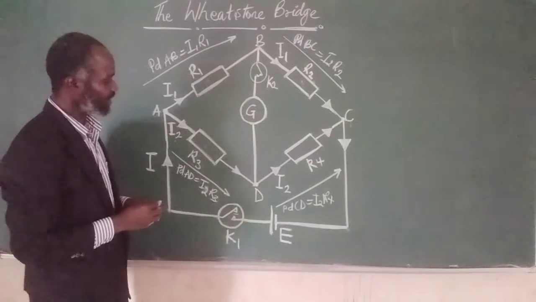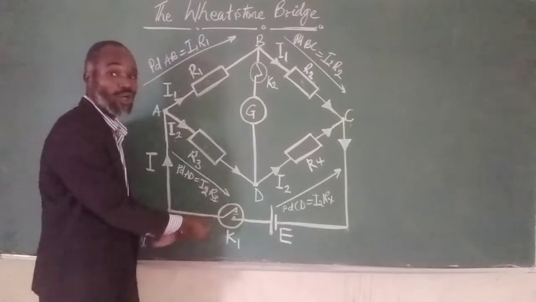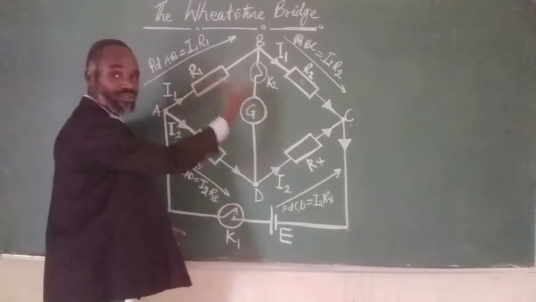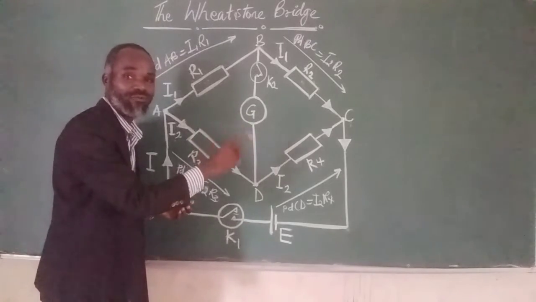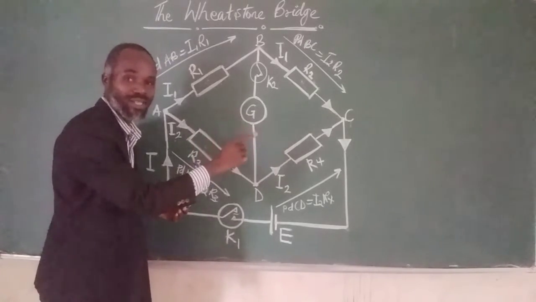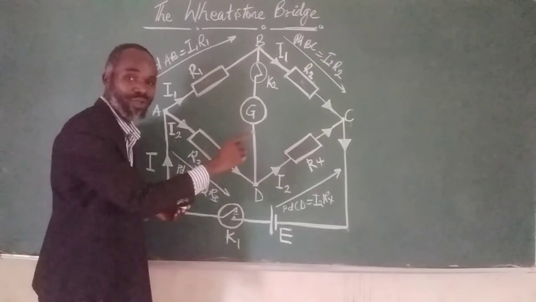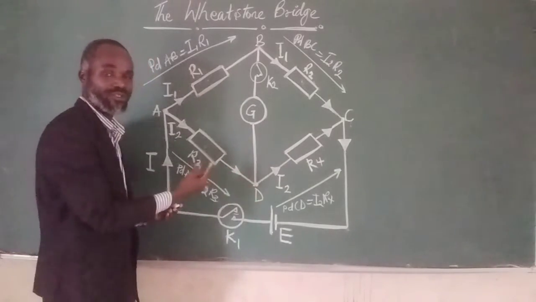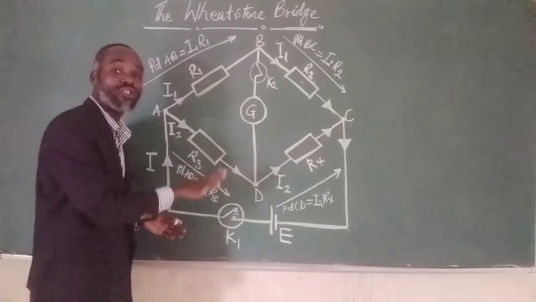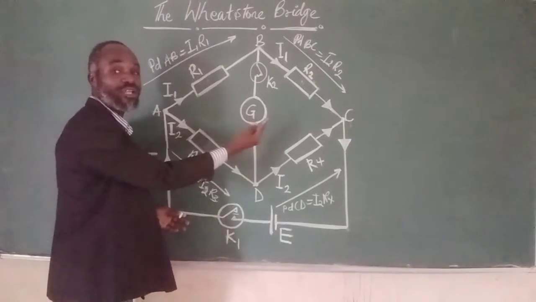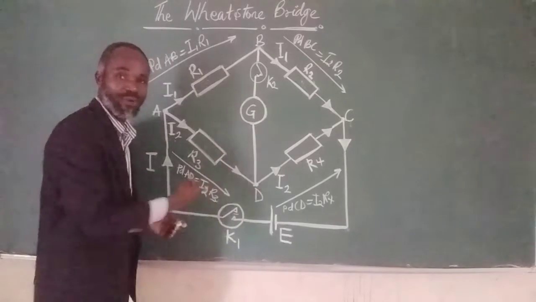Alright, so having said that, if the key is closed, current flows. And once current flows, the galvanometer pointer begins to deflect clockwise, okay, showing that there is current flow in the entire circuit. Once the key is open, what happens? Current stops flowing and the galvanometer pointer returns back to 0.